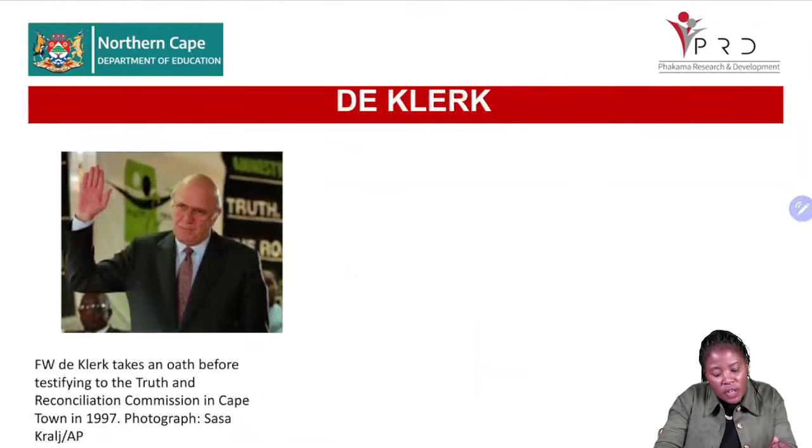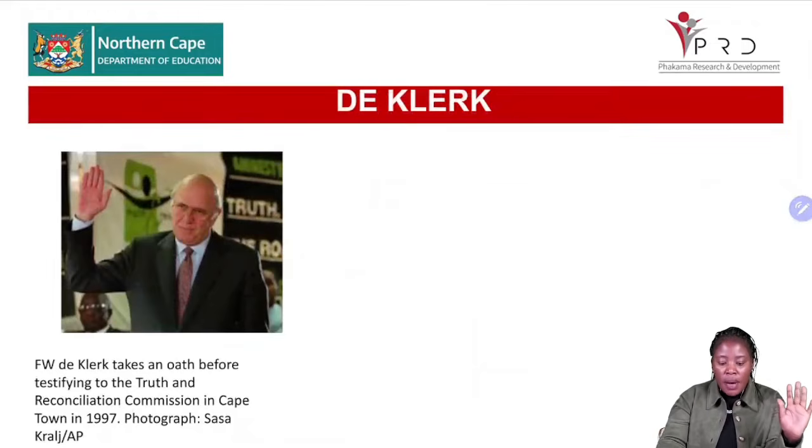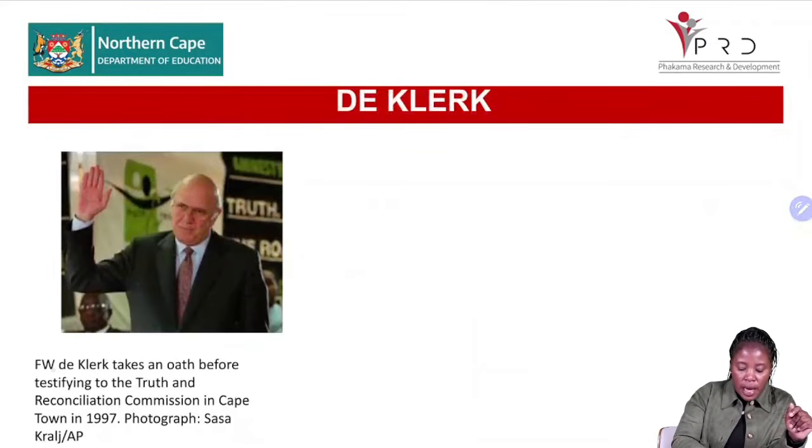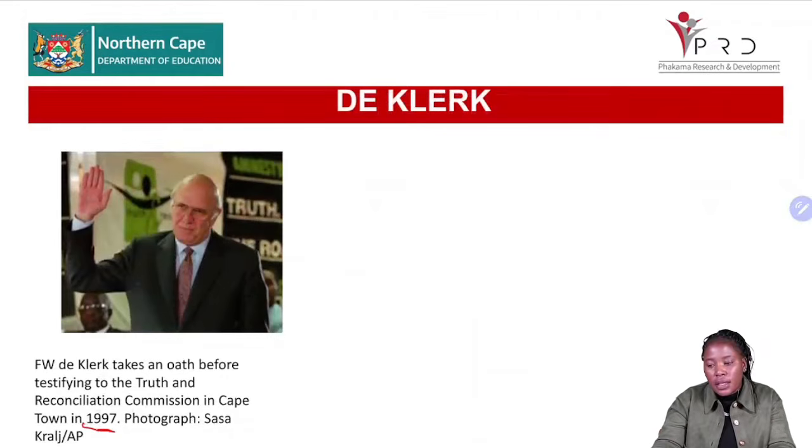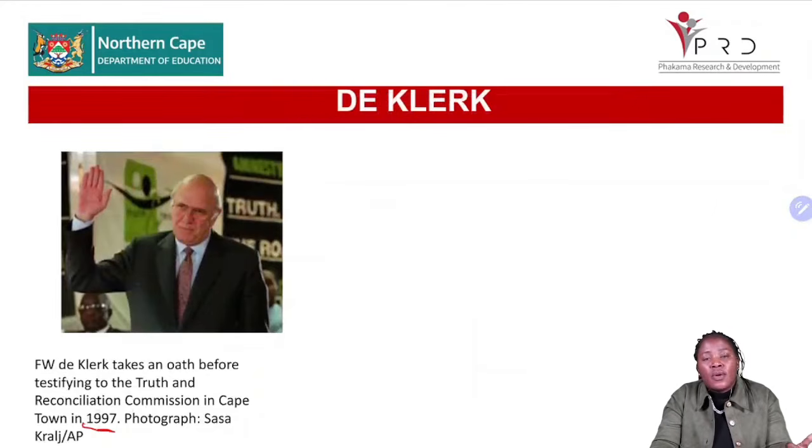Now here's a picture of F.W. de Klerk appearing before the TRC, and he's raising his hand promising to tell nothing but the truth. Now it says here F.W. de Klerk takes an oath before testifying to the Truth and Reconciliation Commission in Cape Town in 1997. So now you know, learners, that one of the leaders, which is P.W. Botha, refused to appear before the TRC, but F.W. de Klerk did appear before the TRC.